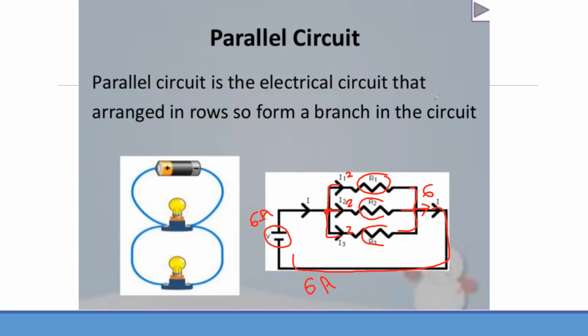So in the series, we say that the current will stay the same at any point. But in parallel, no. Here we have a current divider. So in the parallel, the current is divided or distributed. But in the series, the voltage is distributed.